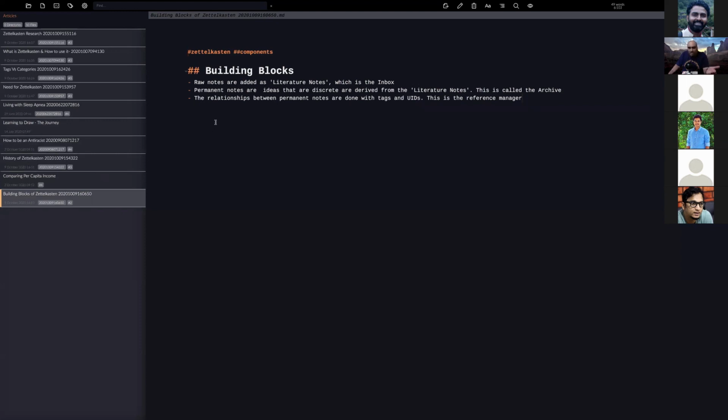Let's say building blocks, right? Of Zettelkasten. There are raw notes, there are permanent notes, relationships. Now, the moment I read some other article and I find there's yet another thing that we can add to the structure, I'll come back and add it as another building block. Now, what is the advantage of doing all this?